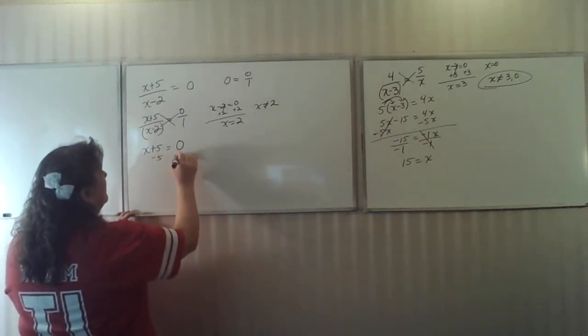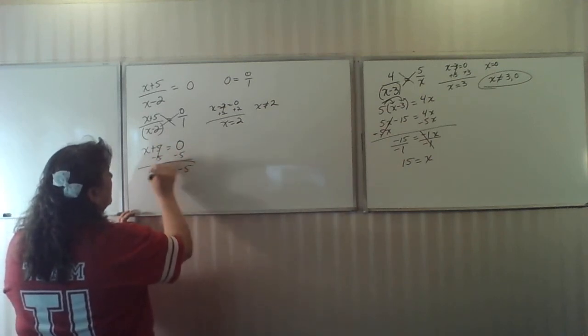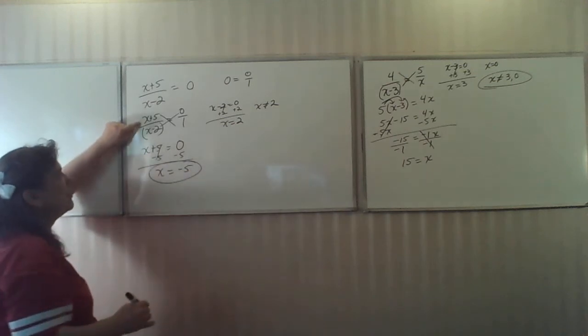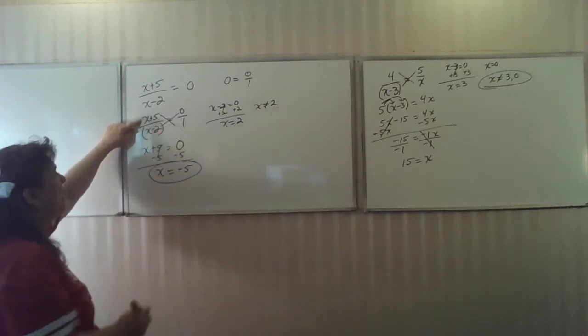Subtract my 5. And x is equal to a negative 5. That is the answer that will make this true. And it's not 2, so we're in good shape.